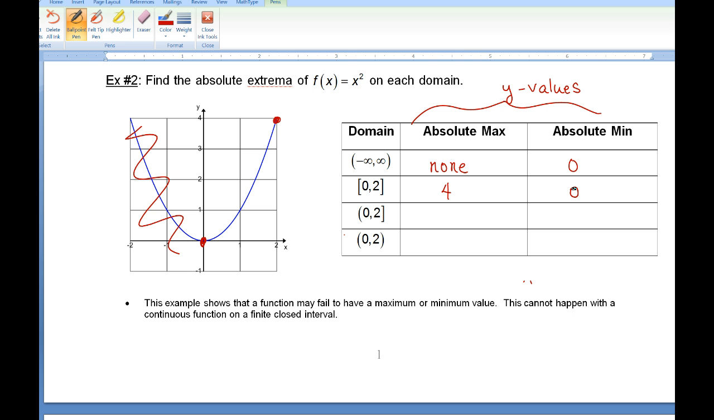What if I have parentheses at the 0? Now instead of a closed circle, we think of this as an open circle. Does that make sense? Here's the problem with the parentheses. Parentheses means we're getting closer and closer to that value, but we never actually reach it. There's always going to be something closer to it, and then something closer to that, but it's never going to reach 0.